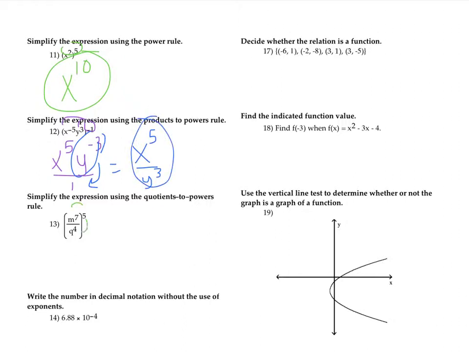Here we distribute again, but this time we're distributing to the top and the bottom. So m to the 35th over q to the 20th.